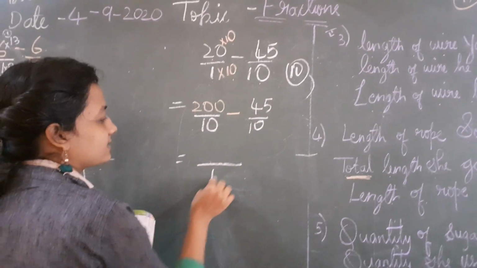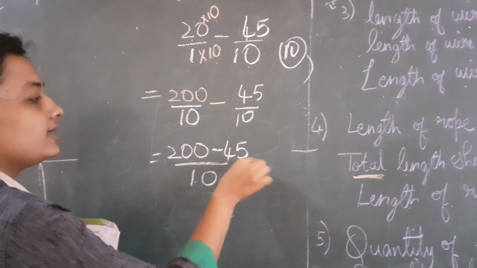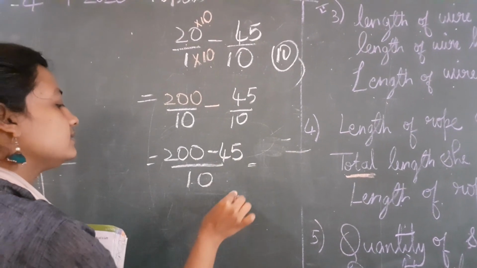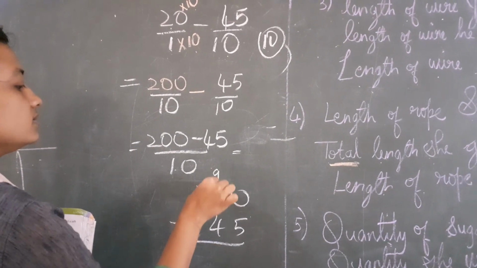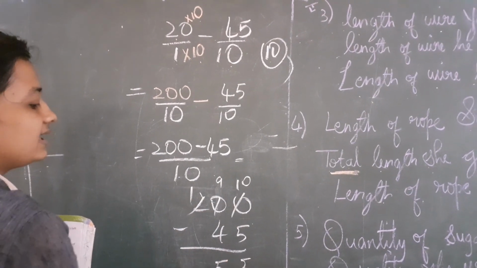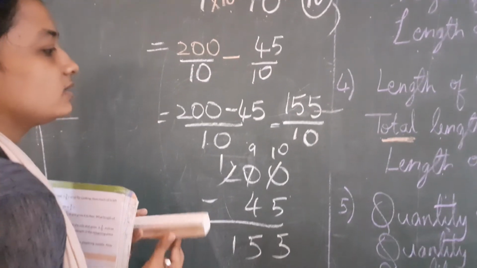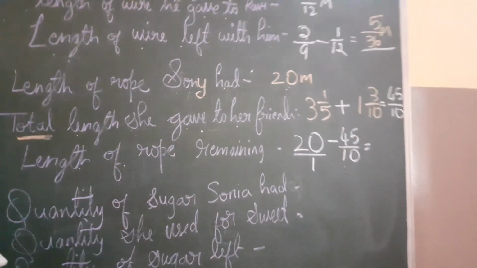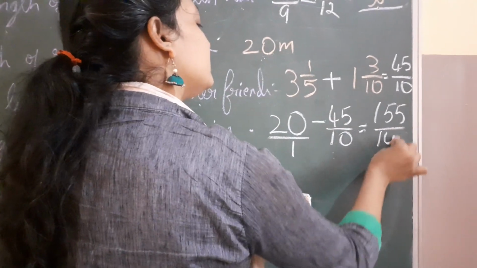Now I will subtract. What is 200 minus 45? It is 155. We'll just check it once. 200 minus 45. So, it is 5, 5, 1. So my answer is 155 divided by 10. So this is my final answer. So what is the length of rope remaining with Sonia? It is 155 divided by 10 meters.